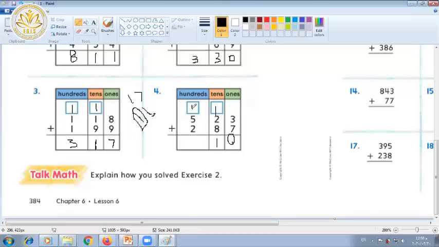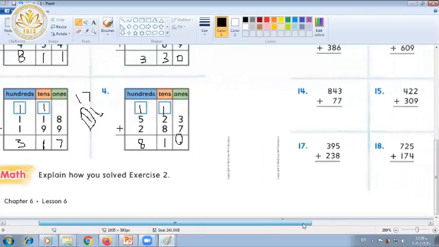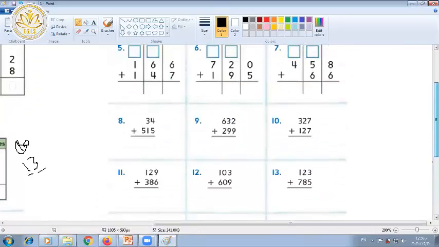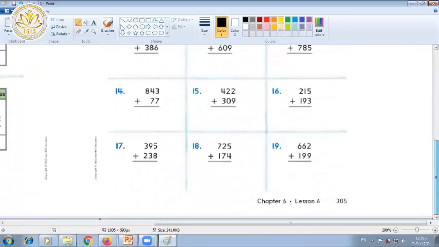Here the 11 tens means I have 1 ten and 10 tens. They make a 100. 100 plus 5 hundreds equals 6. 6 plus 2 equals 8. Good job. So the sum I have right now is 810. Okay, now let's move to the next page. It's page 385.